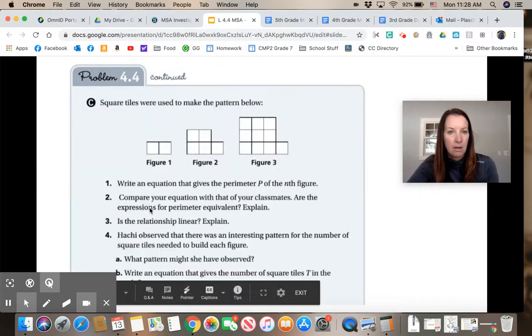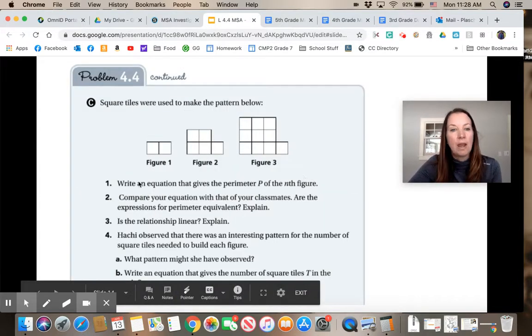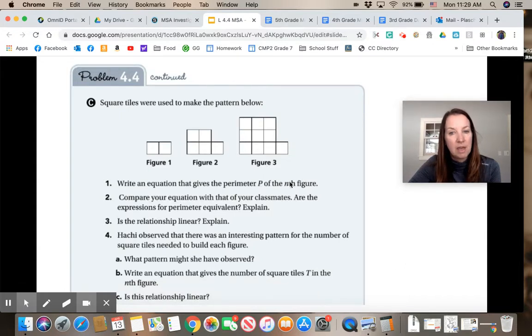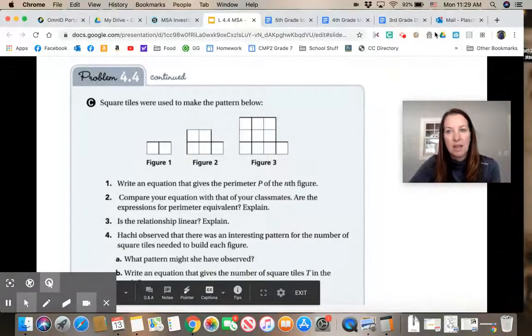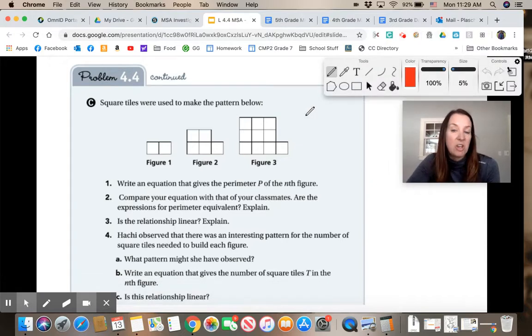And question C says, write an equation that gives the perimeter P of the nth figure. So they're saying nth, that means we could use that to write an equation that will give us that same thing, right? We're still talking about y equals mx plus b. In this case, they are telling us that the perimeter would be the y. Perimeter equals coefficient times n, in this case, plus b. Does there have to be a b? If there's not a b, b is 0.